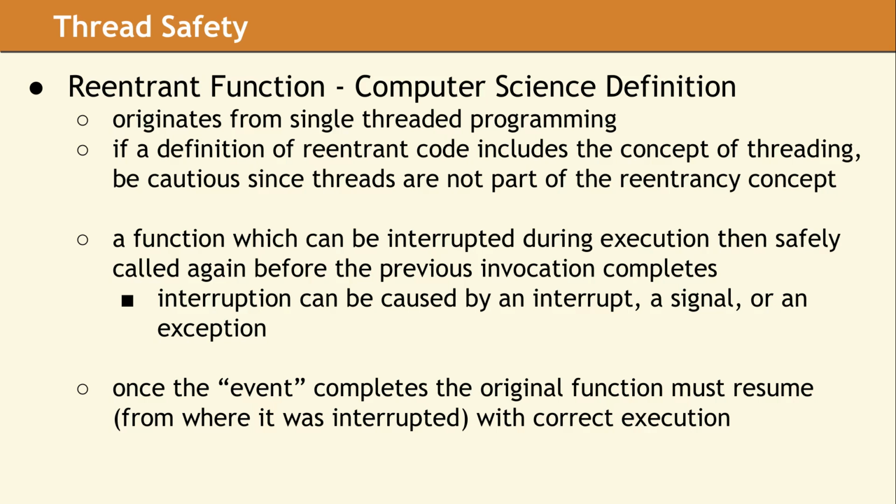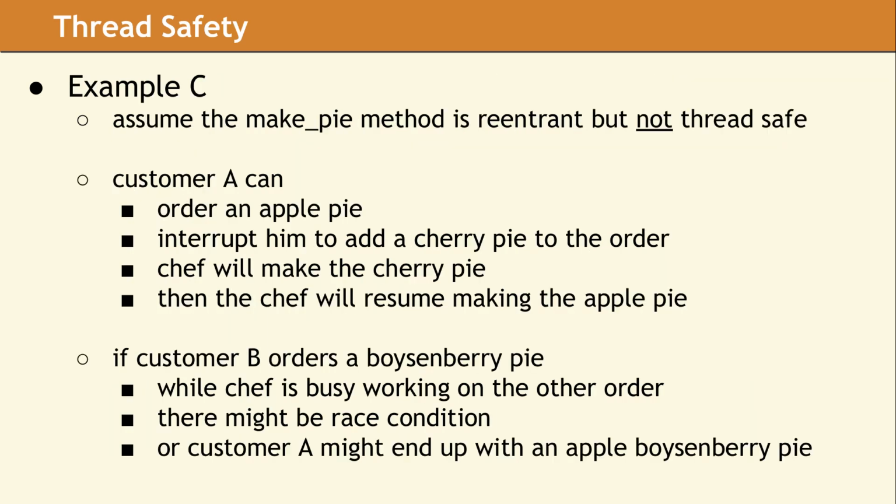The idea of reentrant code actually has nothing to do with threads and is only concerned with what happens when the function is interrupted. A reentrant function could be called from multiple threads, but only if it is also thread safe. Using the idea of our prior example, MakePie is now reentrant but not thread safe. Customer A can order a pie, and then she can interrupt the chef to add another pie to the original order.